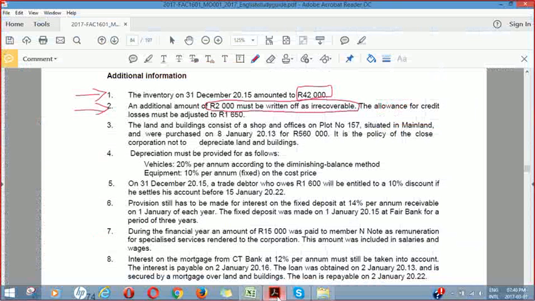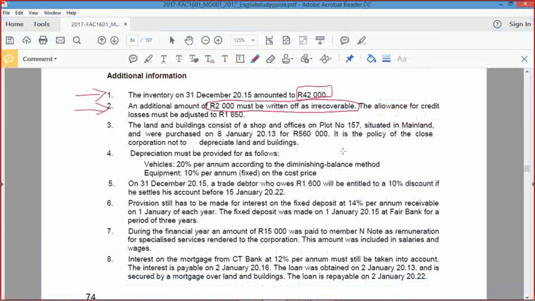Number 3 says the land and buildings. I don't think we need to do anything there. 100%, well done. So number 3 is just additional information. It's nice to know what actually happened in the past. As long as the books are correctly showing the land and buildings at 560, we're happy with this. What is the land and buildings currently? 560. So you don't have to do anything.